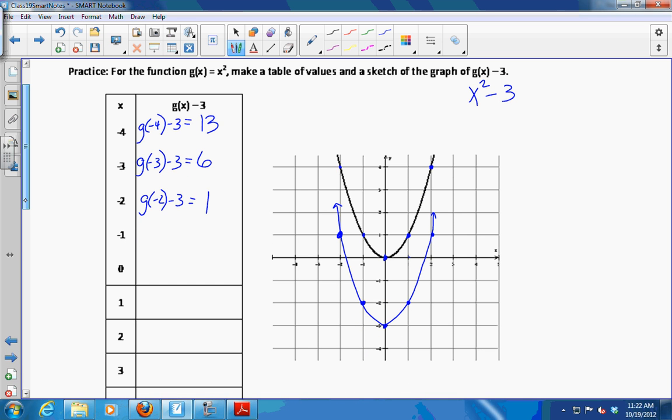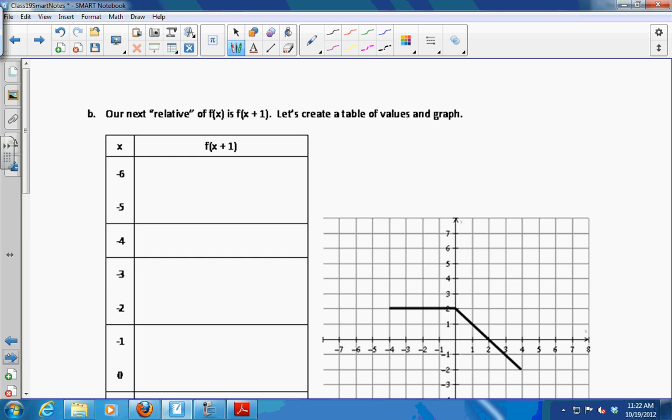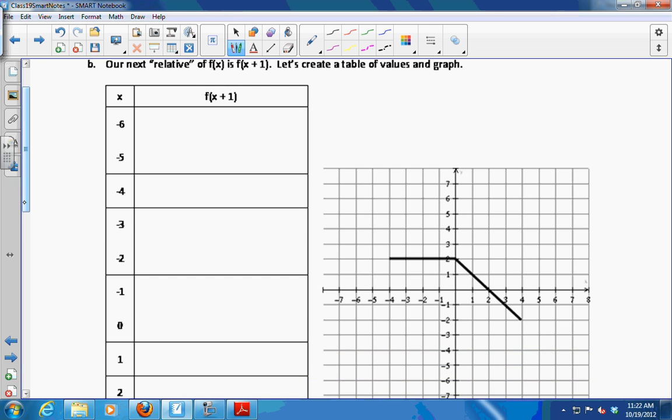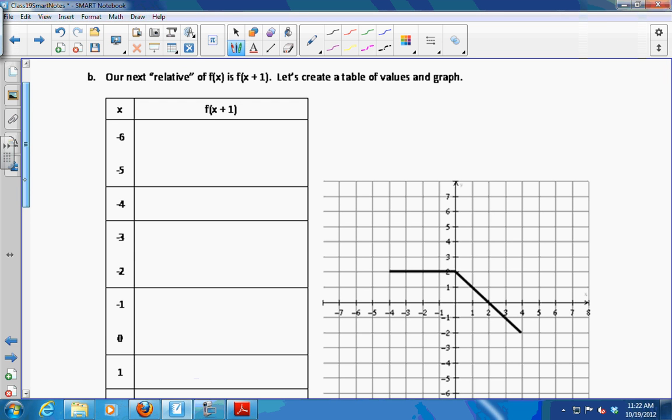So any questions so far? Okay. So our next relative is f of x plus 1. Now, what is different here than the last relative? It's all in parentheses. Instead of doing f of x first and then adding on or subtracting, I'm going to add or subtract on the x and then evaluate.